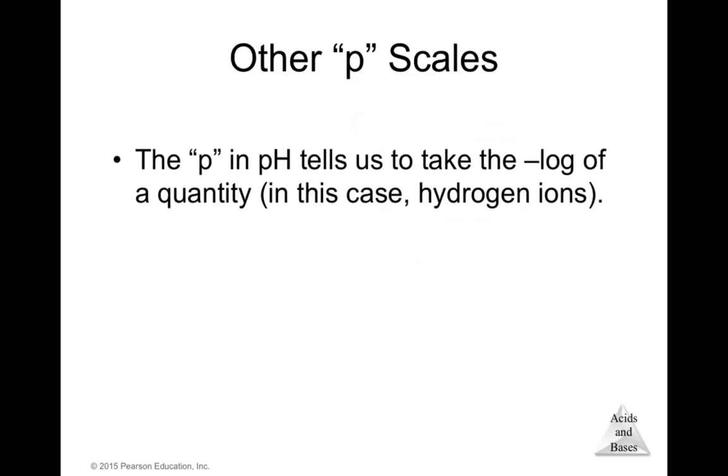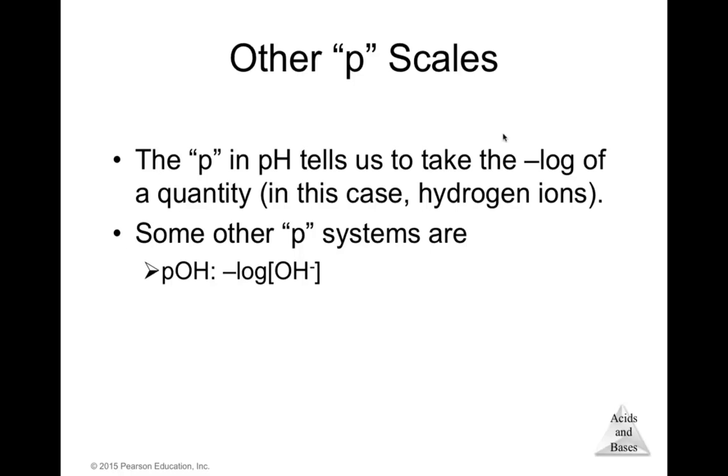Other P scales: the P in pH tells us to take the minus log of a quantity, in this case the hydrogen ions. Some other P systems are the pOH, as I mentioned before, that is minus log of the concentration of hydroxide anions, and the pKw, that is the minus log of Kw. Remember that Kw is equal to the concentration of H3O positive times the concentration of OH. So the minus log of Kw is equal to pKw.